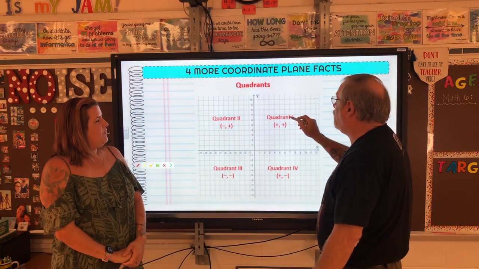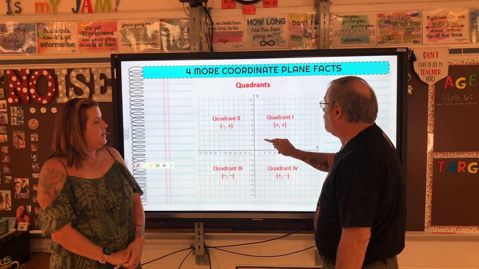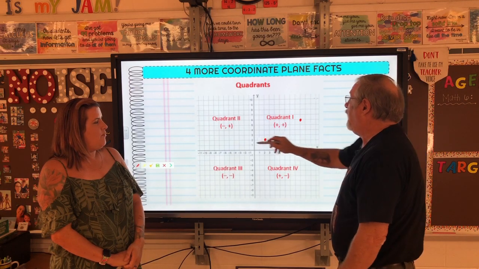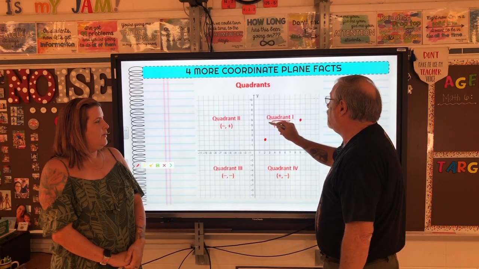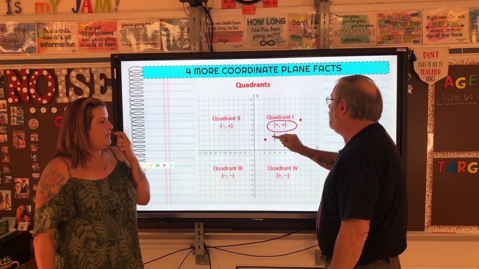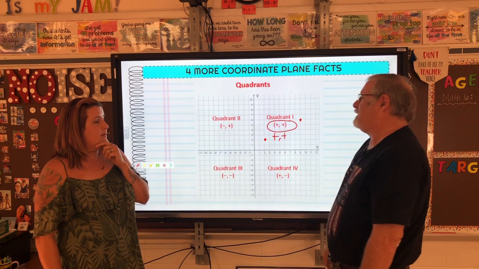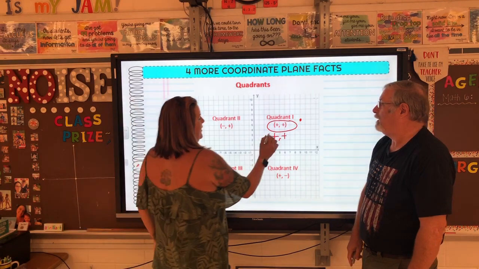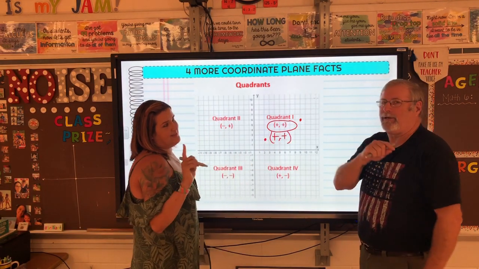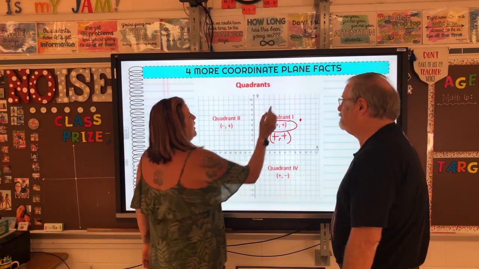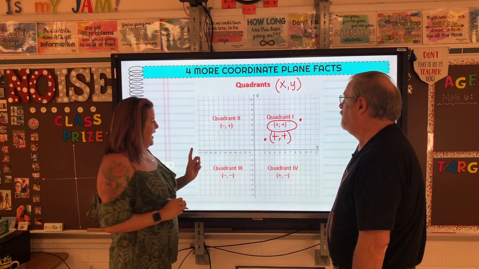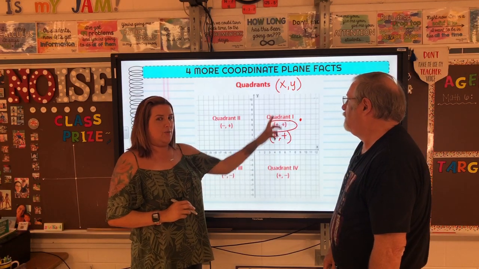So, in quadrant 1, any point I would put in here would be a positive and a positive. So quadrant 1 is always positive, positive. We'll talk about how to graph, but it is important to point out that ordered pairs have to be in order. And when we graph on the coordinate plane, you always go X then Y, right? So the X is side to side, and Y is up and down.